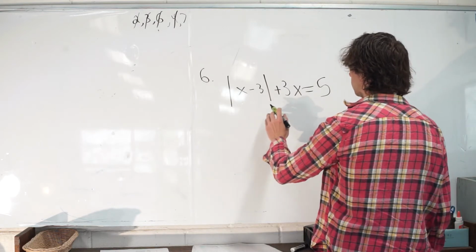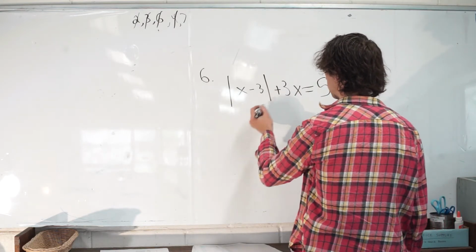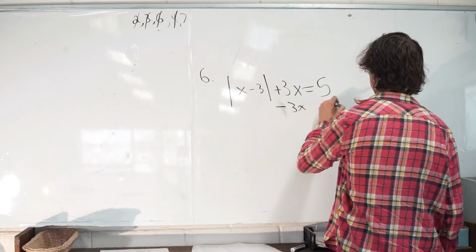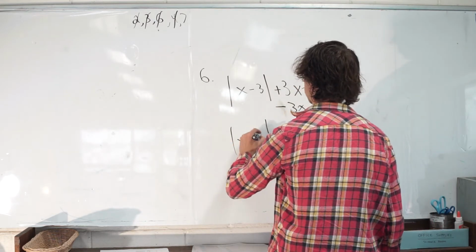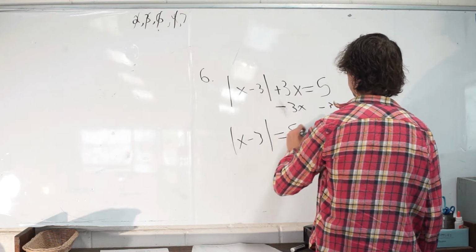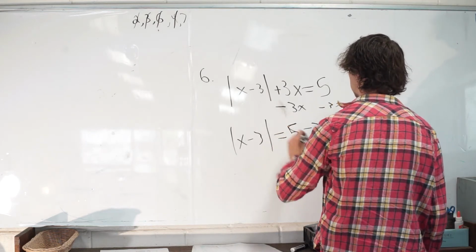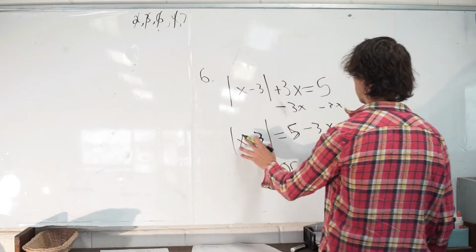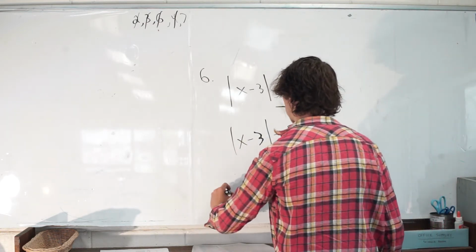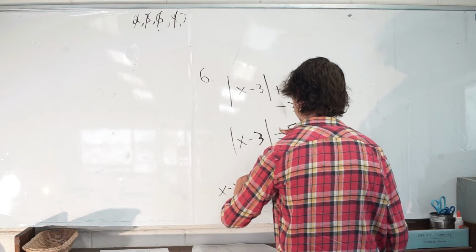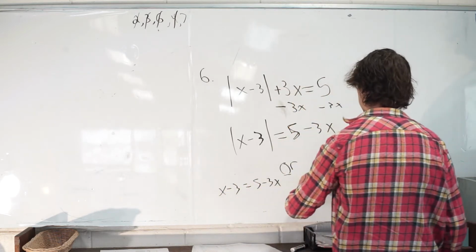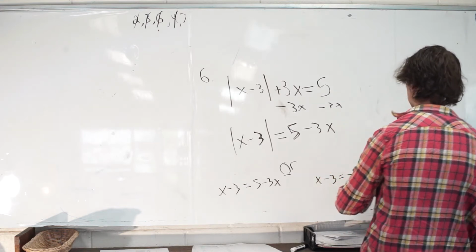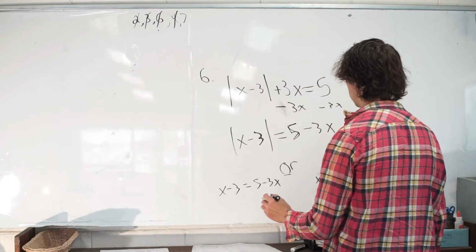Okay, so let's do the same steps we did before. Isolate this part, so we're going to subtract 3x. Then we're going to get absolute value of x minus 3 equals 5 minus 3x. Okay, and now we're going to split this again, just the same. We're going to say this can be either positive that or negative. So we're going to write x minus 3 equals 5 minus 3x, or x minus 3 equals negative 5 plus 3x, okay? And now we'll solve each of these for x.